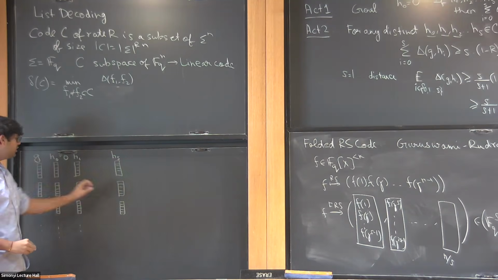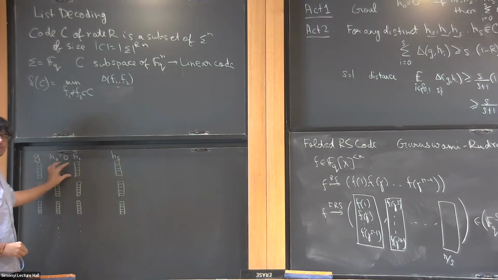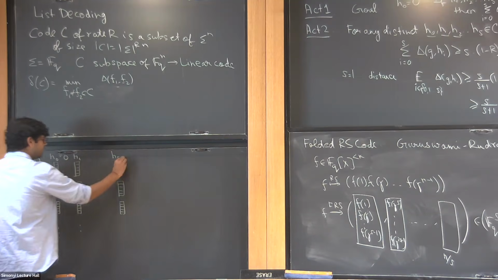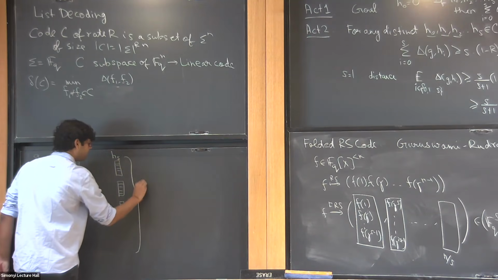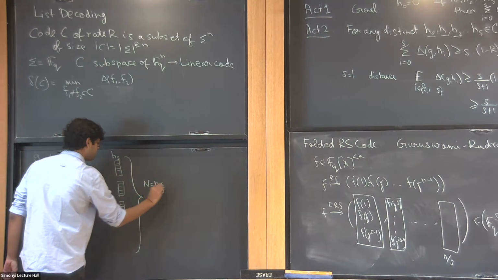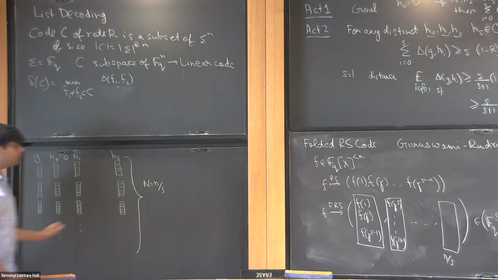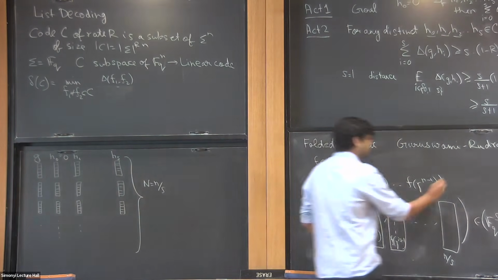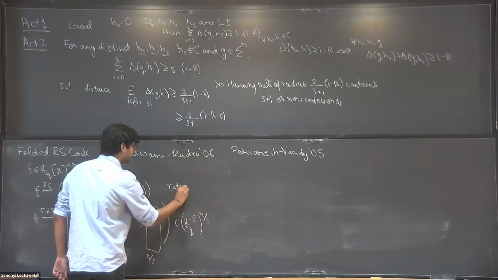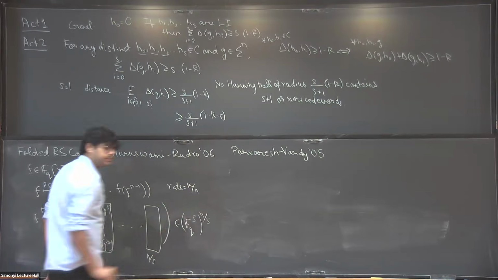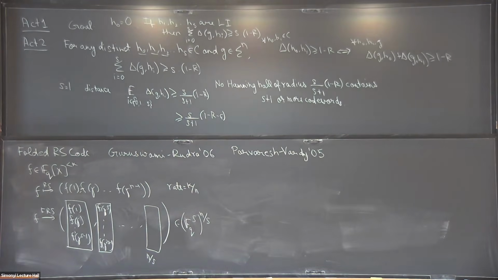Suppose these are my S polynomials. Now they're folded. There are S symbols in each place here. There are capital N such coordinates, which is N over S. By the way, I should mention that when I do this, the rate is still K over little n. That does not change at all. I'm just changing the metric, etc.